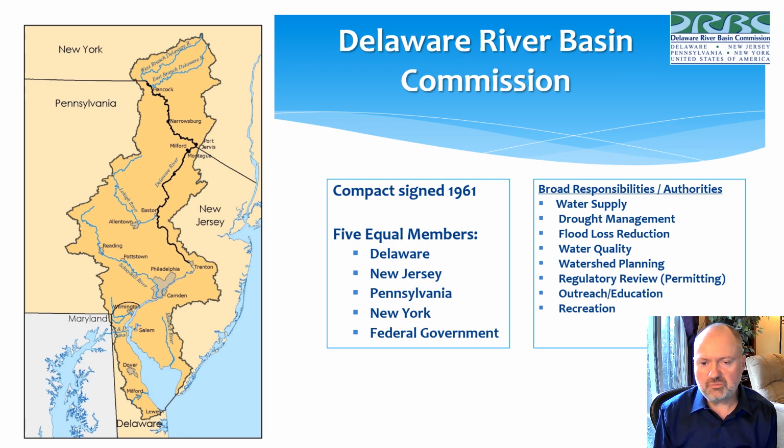So the Delaware River Basin Commission was formed in 1961 with the signing of the Delaware River Basin Compact by the governors of the four watershed states, Delaware, New Jersey, Pennsylvania, and New York, and also signed by President John F. Kennedy representing the federal government. And under that compact, we've got broad responsibility and authority in many areas of water resource management, including water supply, drought management, flood loss reduction, and water quality.